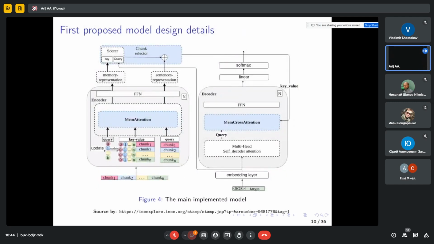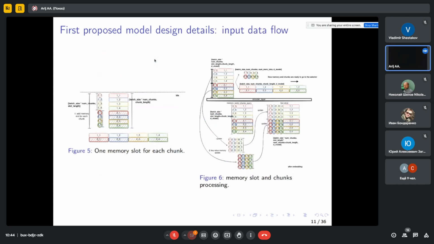To start with the proposed model, which consists basically of three components: encoder, decoder, and chunk selector. Each component will be explained in detail in the next slides. To start with the chunking approach, first, let us suppose that we have a long input, and for this long input, we want to divide it into 4 chunks dynamically.